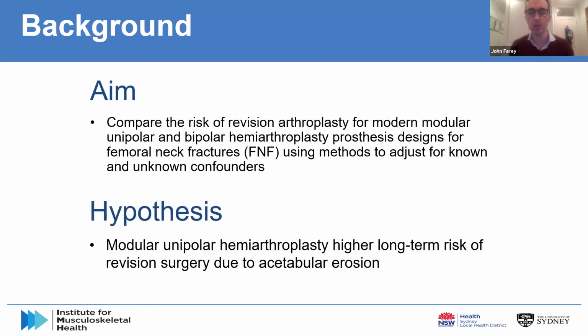So we sought to compare the risk of revision for modern unipolar and bipolar hemiarthroplasties for fractured neck of femur, using methods known to adjust for known and unknown confounders using Australian registry data. Our hypothesis was that we believed the theory, and we thought that the unipolar hemiarthroplasty would probably have a higher long-term risk of revision based on the increased shear forces on the acetabulum.